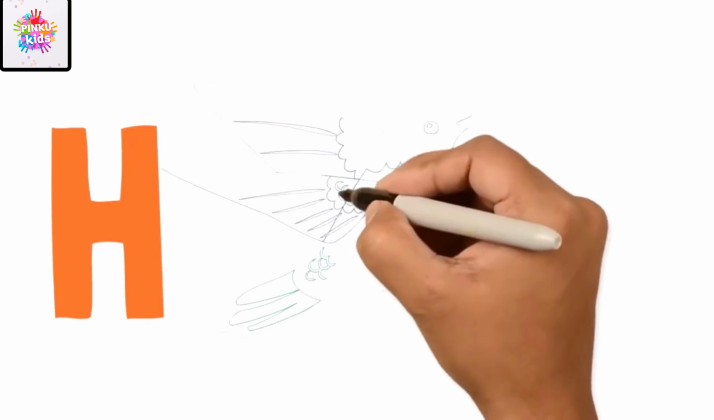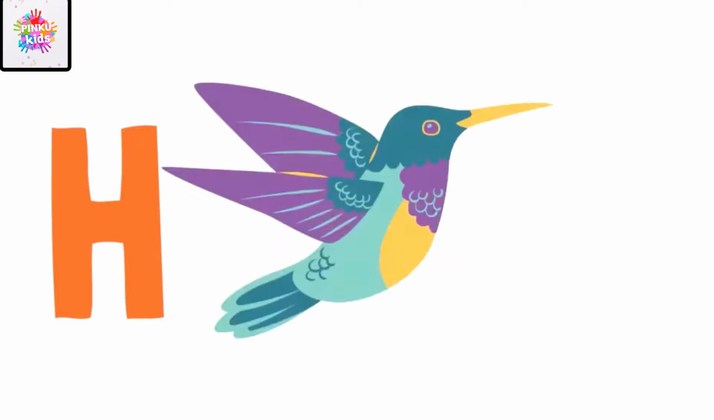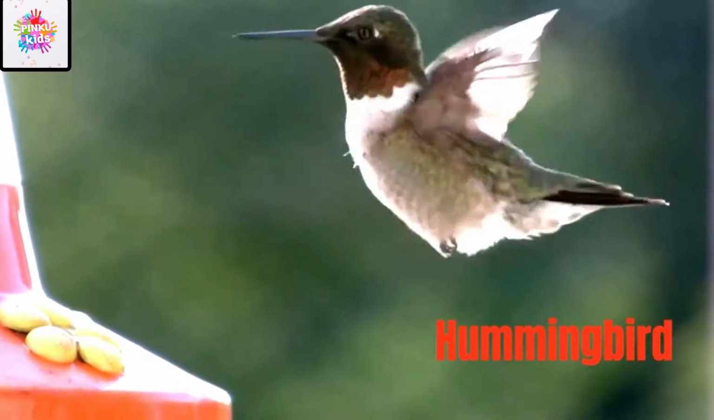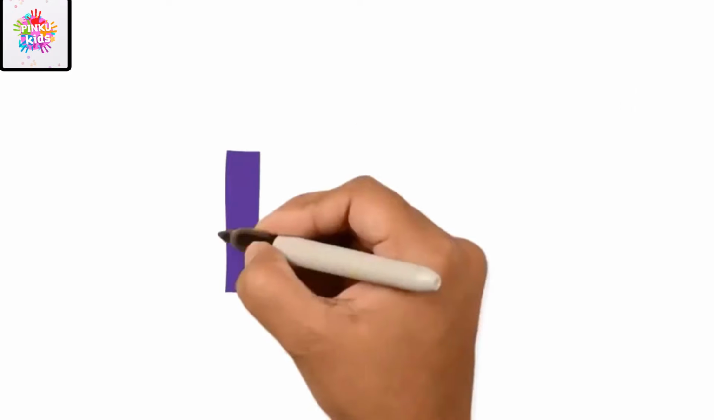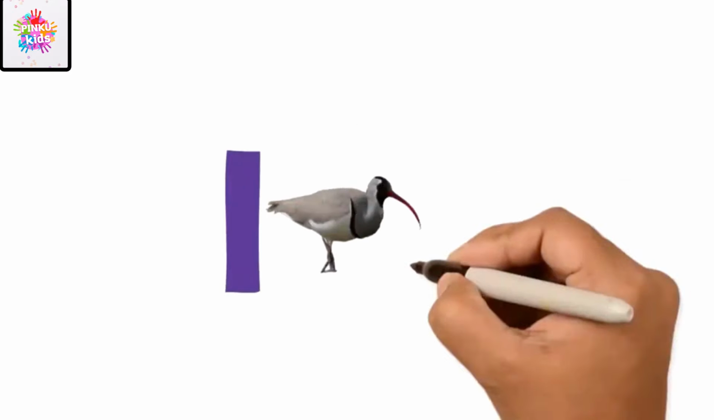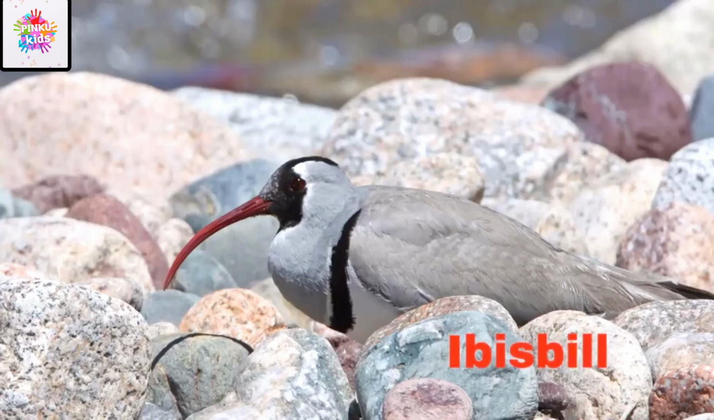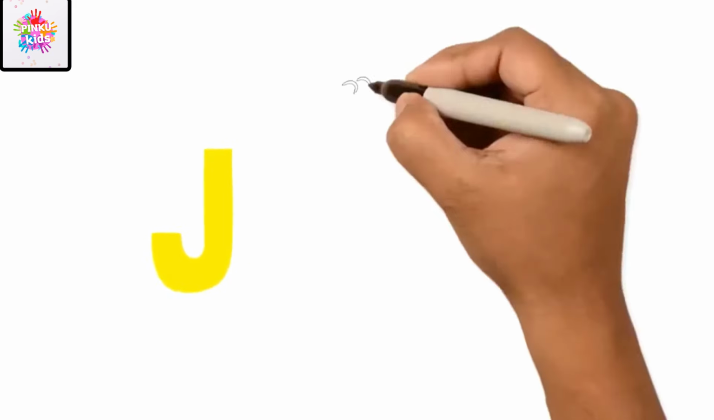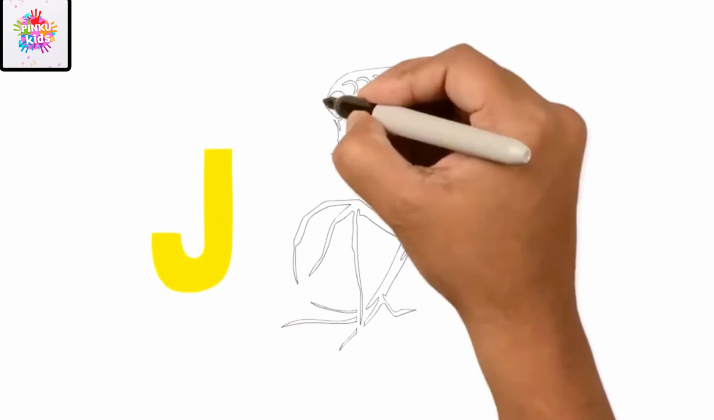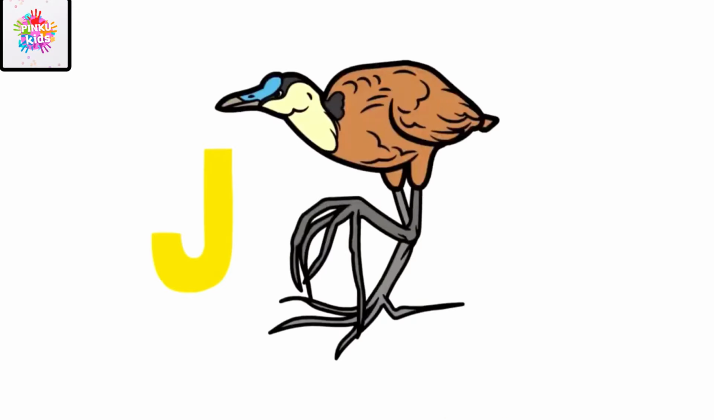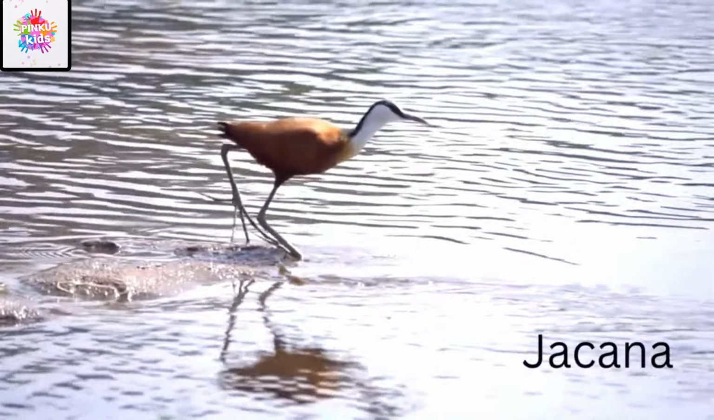H for hummingbird. Hummingbird. I for Evansville. Evansville. J for Jessina. Jessina.